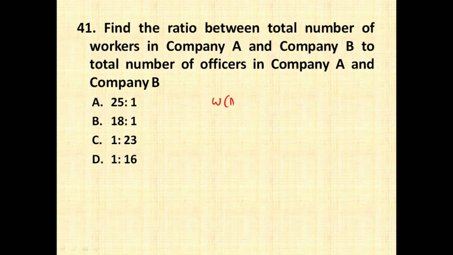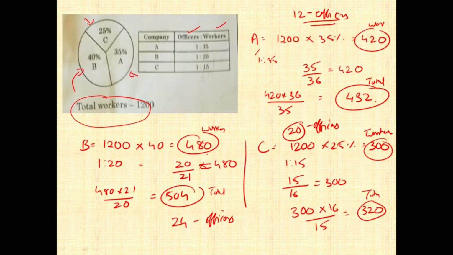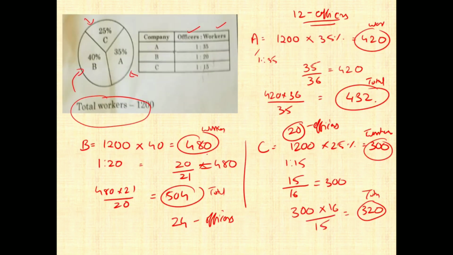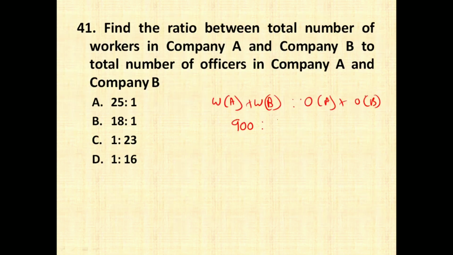So workers of company A and workers of company B, you have to find out the ratio against the officers of company A and officers of company B. Workers of company A are 420 and workers of company B are 480, so 420 and 480 you get 900. Officers of company A are 12 and officers of company B are 24, so 12 plus 24 is nothing but 36. So 9 4s are 36, 900, 4 1s are 4, 25s are 25. So 25:1, which is nothing but option number A.